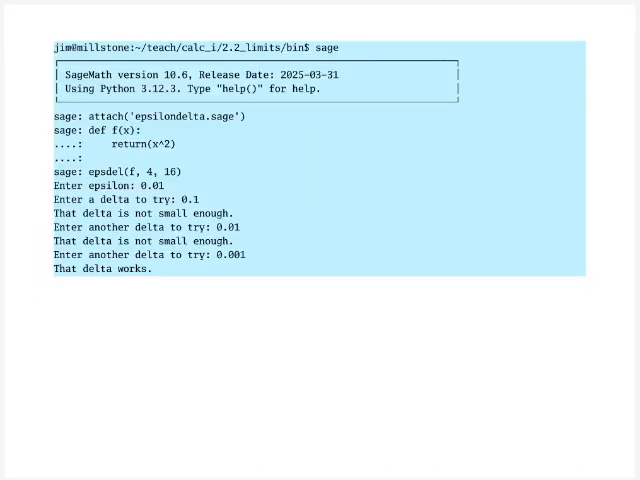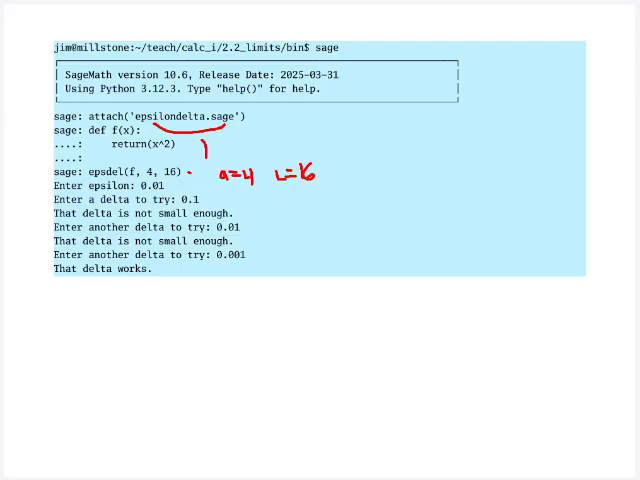So I'm going to start with one that's frozen into the slides. I'm going to bring in the epsilon-delta code that you just saw. Then I'll define a function. It happens to be the squaring function. And I'll start a game that depends on that function I just defined. On the input, a equals 4, and on the output, L equals 16.